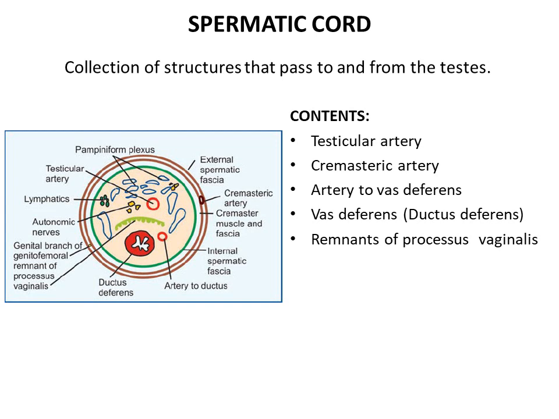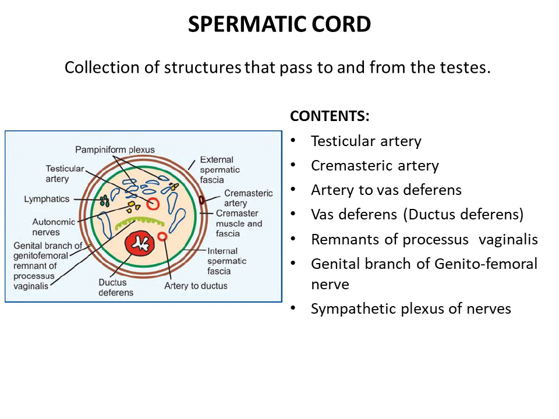Two other structures, that is the vas deferens, which is the main content, along with it the remnant of the processus vaginalis. Two nerves, that is the genital branch of the genitofemoral nerve and the sympathetic plexus of nerves. Two other structures, the venous plexus called the pampiniform venous plexus and the lymphatics.